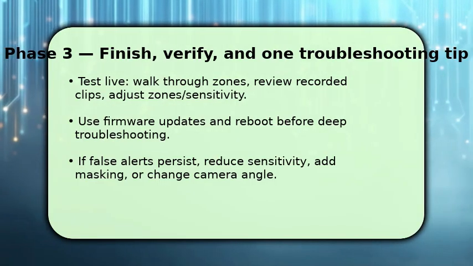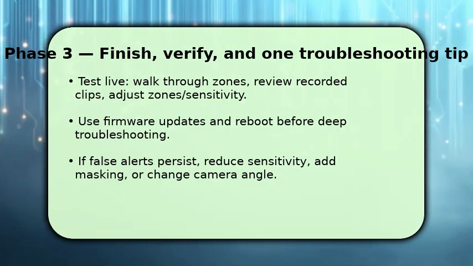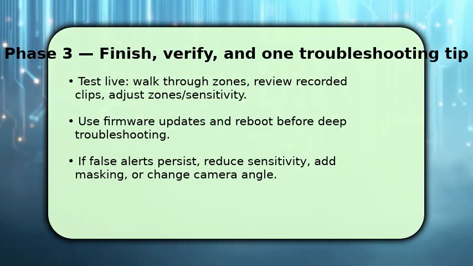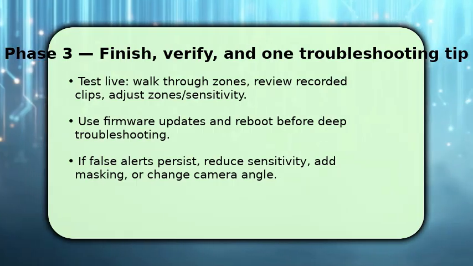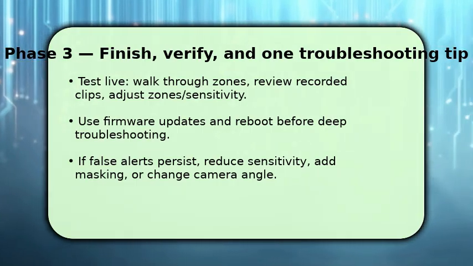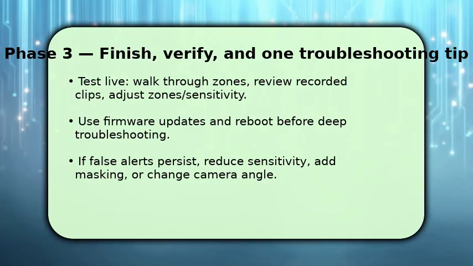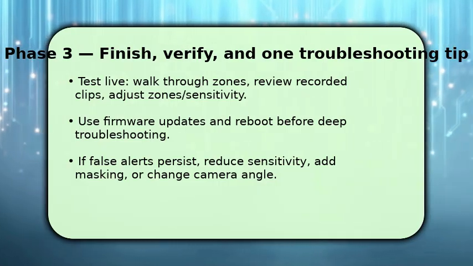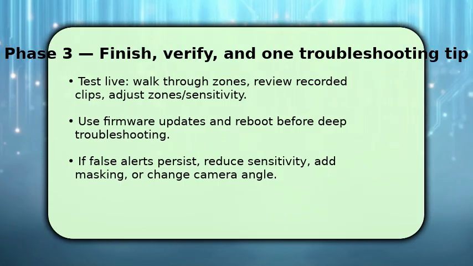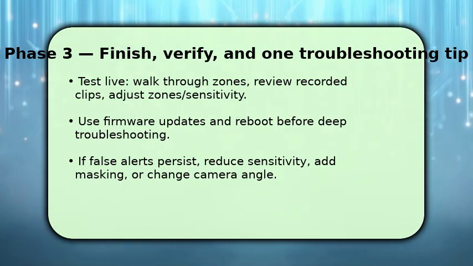If something fails, reboot the camera and check for firmware updates before changing settings. This fixes many issues. If you still get false alerts, reduce sensitivity, shrink or reshape detection areas, or change the camera angle to remove moving foliage or busy roadways from the frame. Keep iterating until alerts match real events reliably.